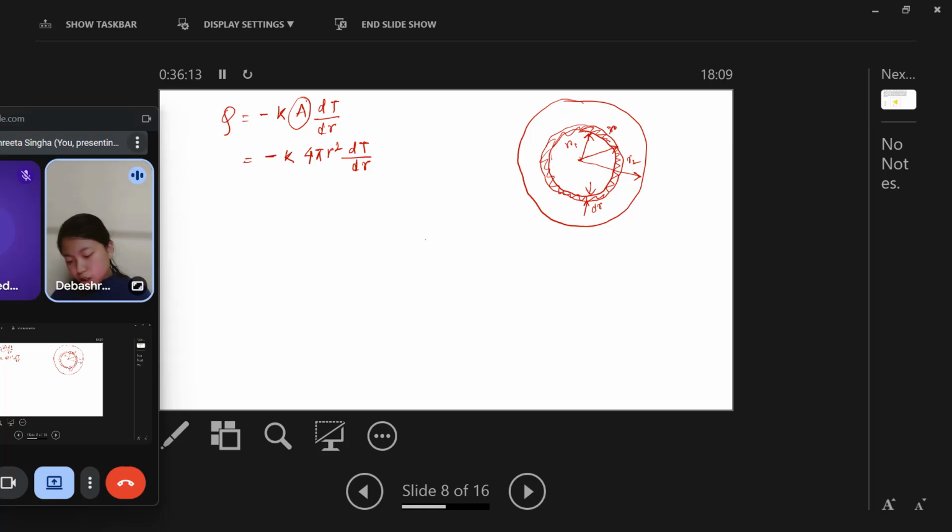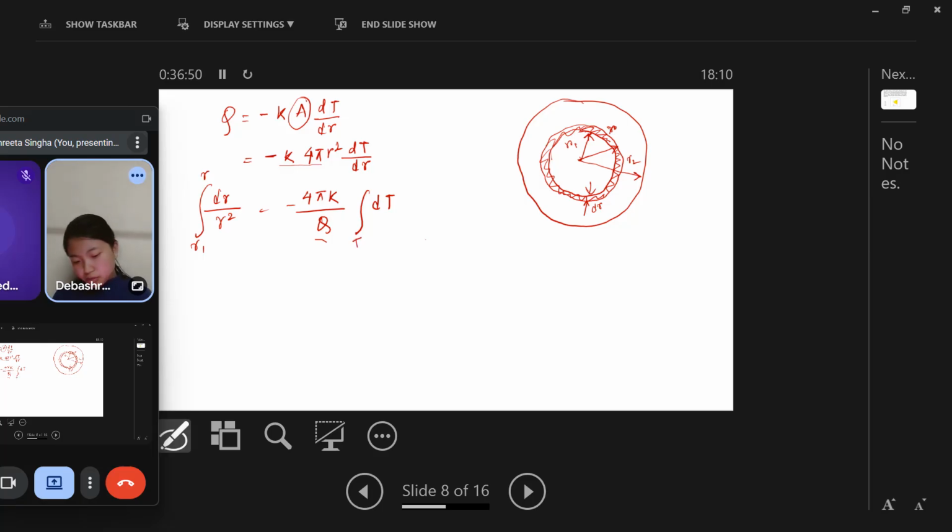So how can we get the temperature profile? Pi is constant, 4 is constant, it's only r that changes. Why is the area changing? Because the radius is changing. So 4 pi k divided by q, dT. If you integrate it from r1 to r, maybe till r2 also you can integrate.